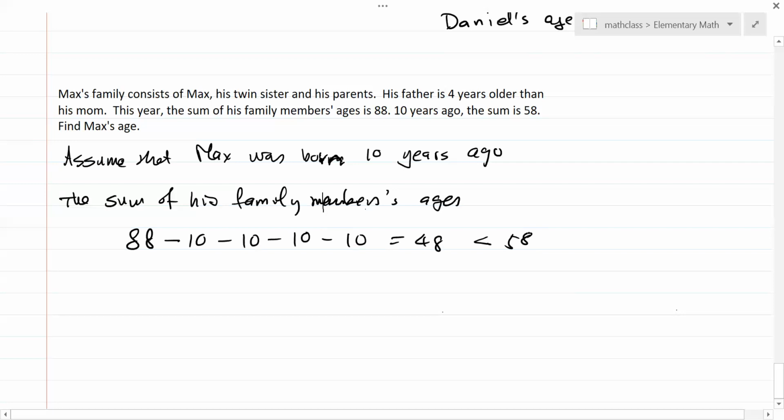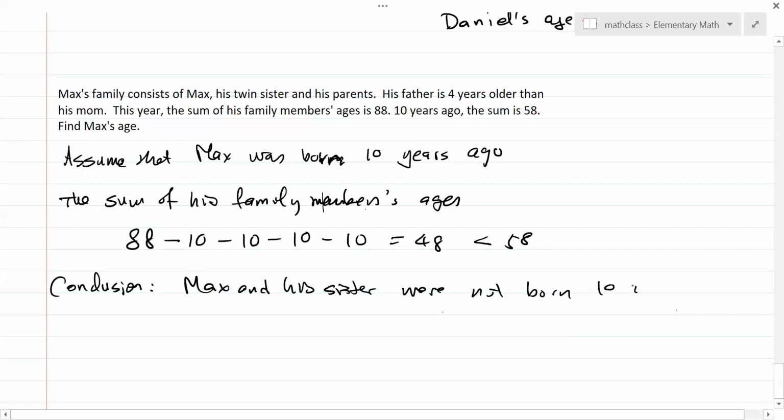Right, 48 is less than 58. So that means you get a contradiction. Now, if you get a contradiction, that means your assumptions are wrong. You cannot assume Max was born 10 years ago. So your conclusion is Max and his sister were not born 10 years ago.